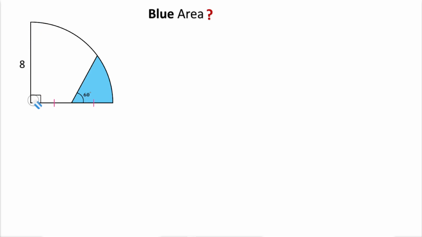In this question, one quarter circle is given and the radius of this quarter circle is 8 units and this angle is given 60 degree. Then we need to find the area of this blue shaded region.